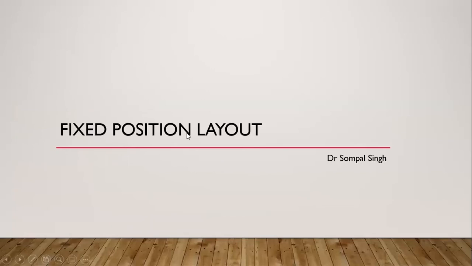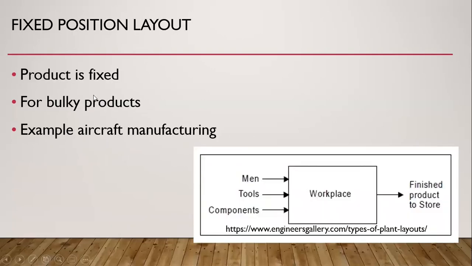Then there is fixed position layout. Here the product is fixed because it is bulky in nature. This is an example of fixed position layout where the product is fixed at this workplace, and men, tools, and components move to the fixed product which is being manufactured. An example is aircraft manufacturing.